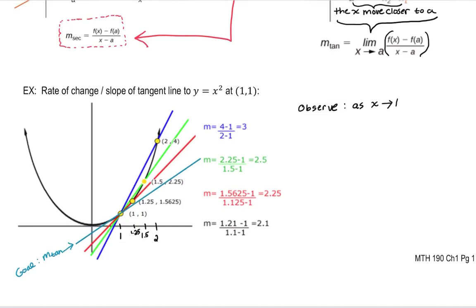Again, what we're seeing here is that the x, that second point, is getting closer and closer, moving closer and closer into that point of tangency.